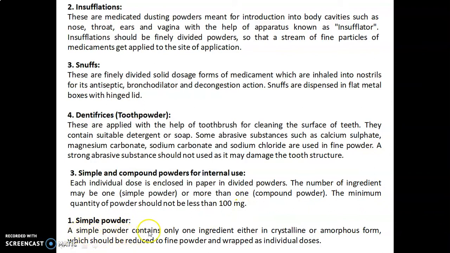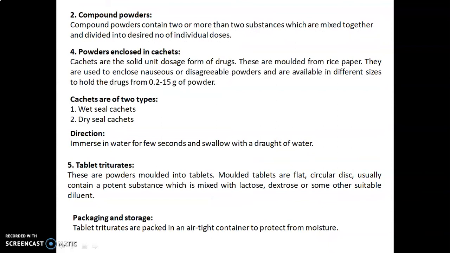Simple powder. A simple powder contains only one ingredient either in a crystalline or amorphous form, which should be reduced to fine powder and wrapped as individual doses. Compound powders. Compound powders contain two or more than two substances which are mixed together and divided into the desired number of individual doses.